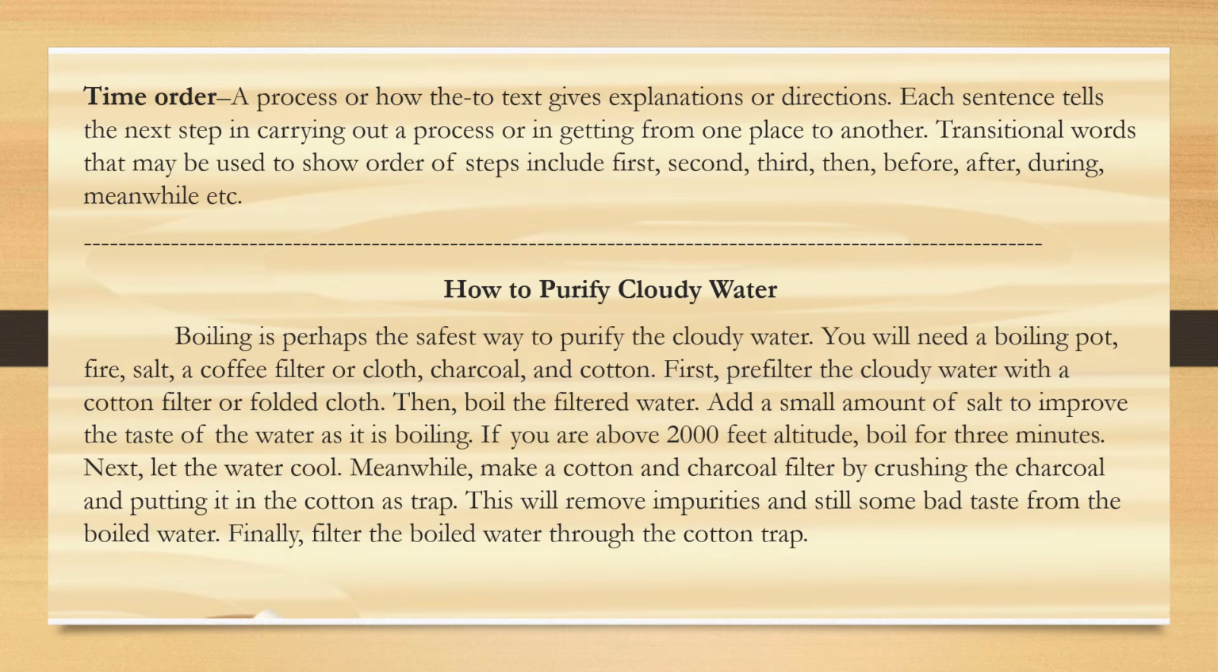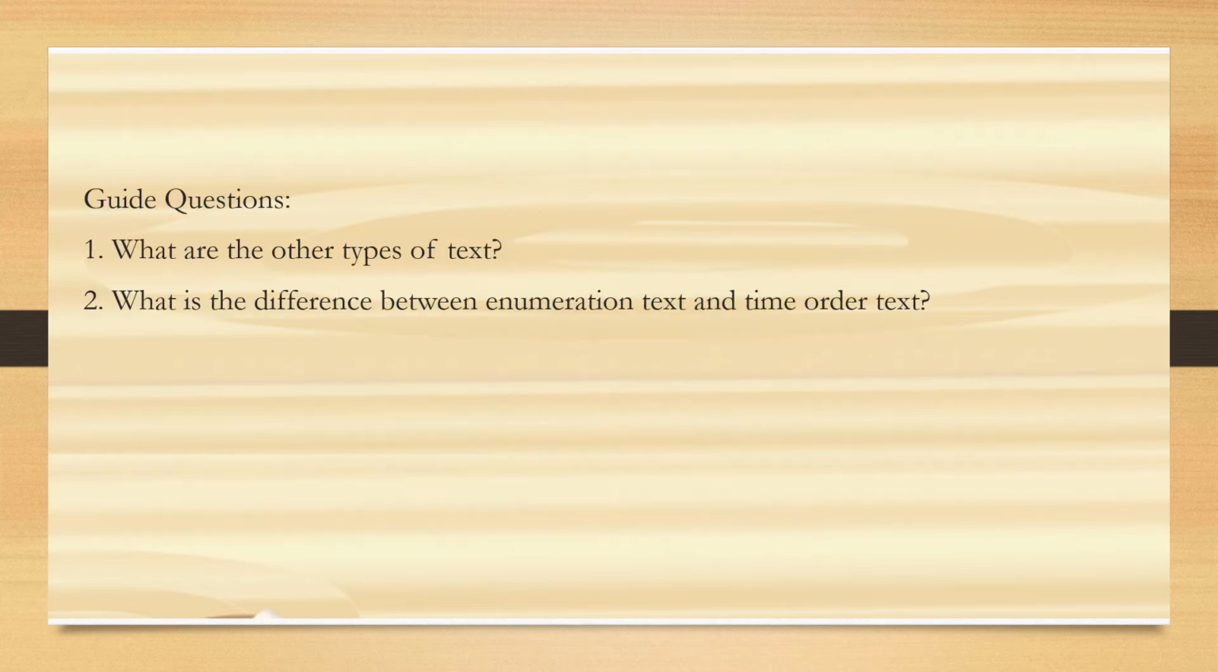Next, let the water cool. Meanwhile, make a cotton and charcoal filter by crushing the charcoal and putting it in the cotton as straw. This will remove impurities and some bad taste from the boiled water. Finally, filter the boiled water through the cotton strap. Now, here are the questions. What are the other types of text? And what is the difference between enumeration text and time order text?